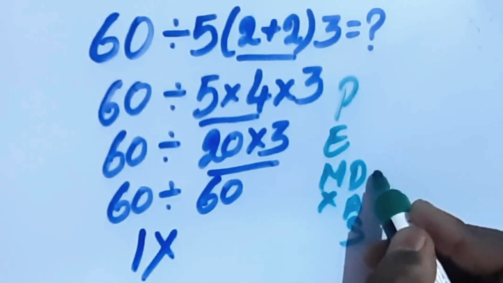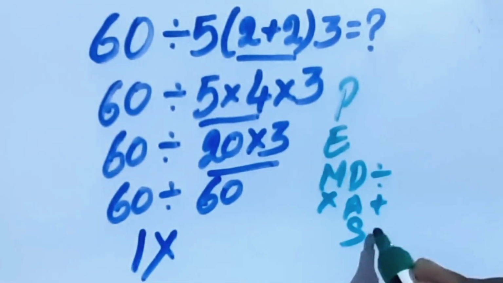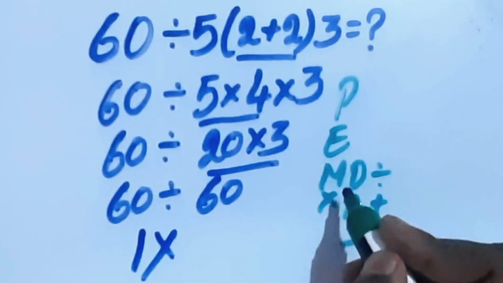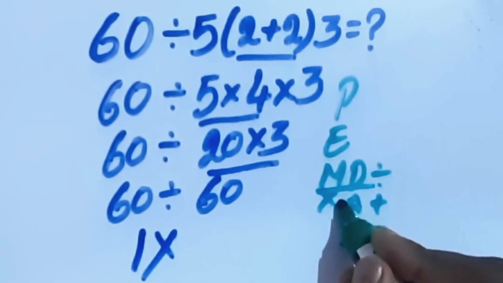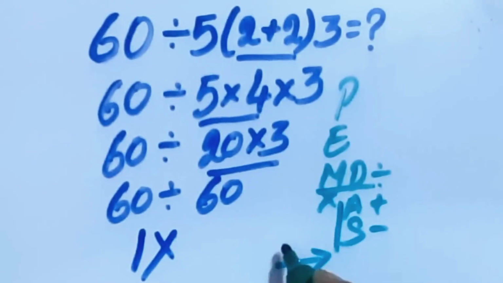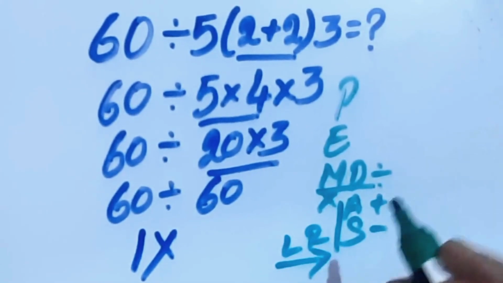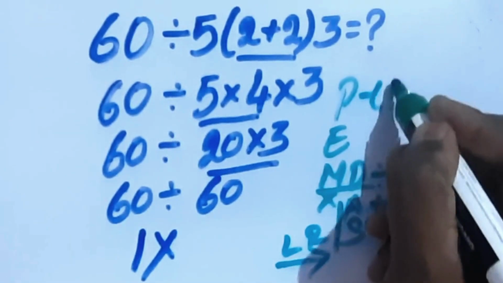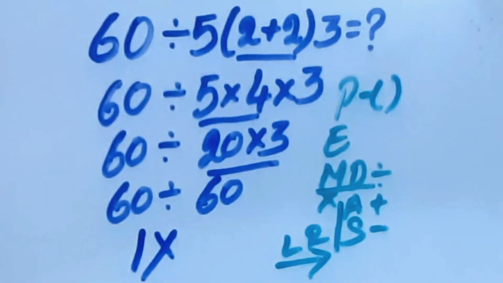As per the order of operations, PEMDAS, here multiplication, division, addition, subtraction. Multiplication and division are equal priority, addition and subtraction are equal priority. We have to follow the left to right rule in the problem. This is a bracket, which is higher priority than all others.